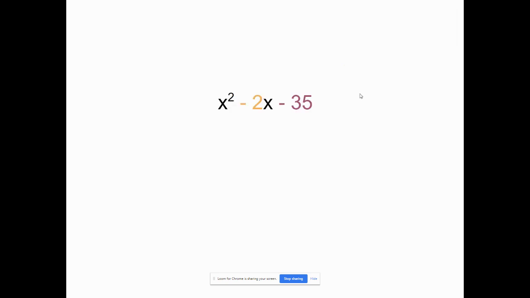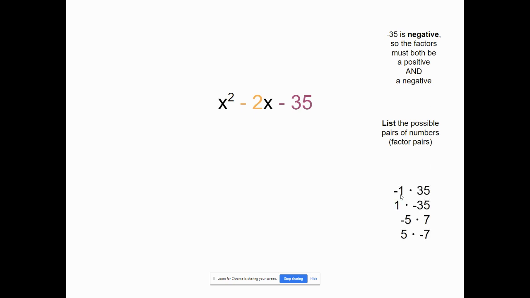Let's try this one next. We start off looking at the negative 35. Now we know that our factors have to be both a positive and a negative number. We have to have one of each. So we can list our possibilities. And now if you look, I have a positive and a negative, a negative and a positive and a negative, and the same thing here. One number in each pair has to be positive and one number in each pair has to be negative.